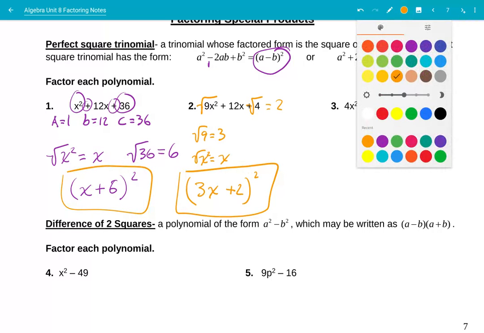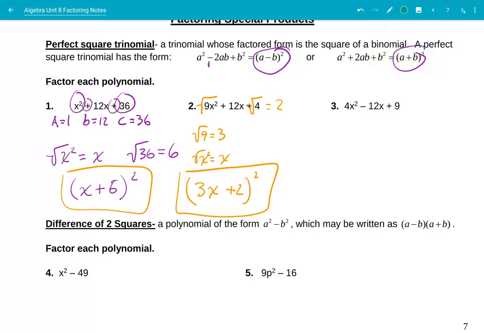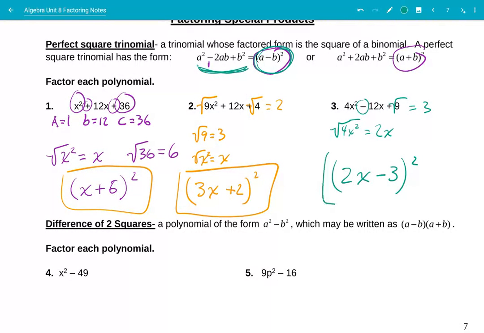Let's do this last one, just so we know what we're doing. Oh, this one has a negative sign here, so we're going to use this form over here, and it's going to look like this, a minus b. So let's find the square root of 4x squared. The square root of 4 is 2, and the square root of x squared is x, as we've shown before. And then the square root of 9, well, that's just 3. So here's our factored form, 2x minus 3 squared. There we go. Those are pretty easy.